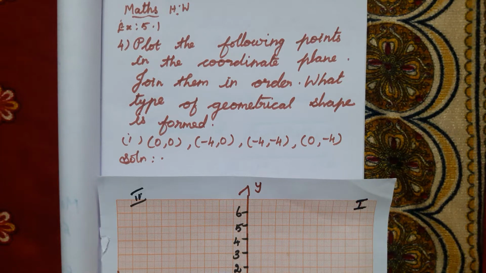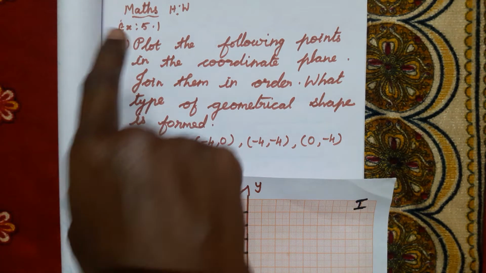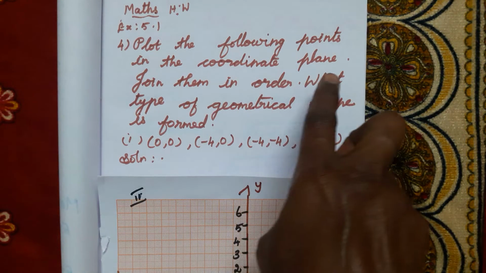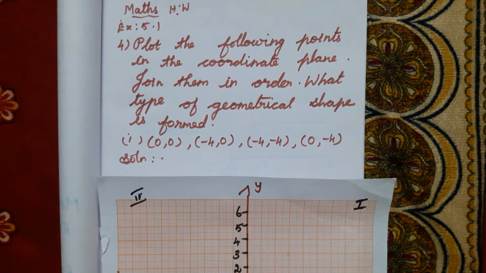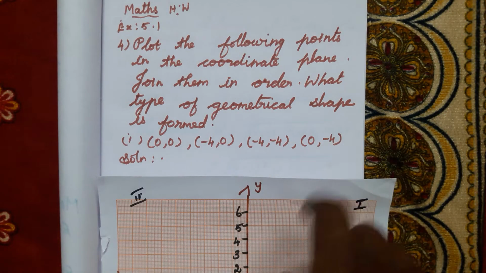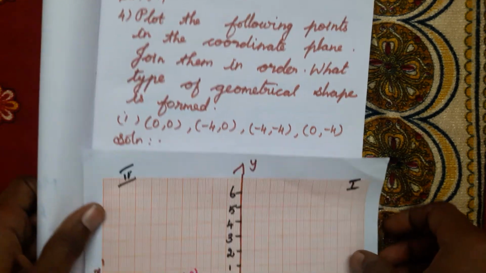Students, have you all completed the homework problem? Take your homework notebook and check the answers. Exercise 5.1, fourth problem. Plot the following points in the coordinate plane. Join them in order. What type of geometrical shape is formed? The points are (0, 0), (-4, 0), (-4, -4), (0, -4).